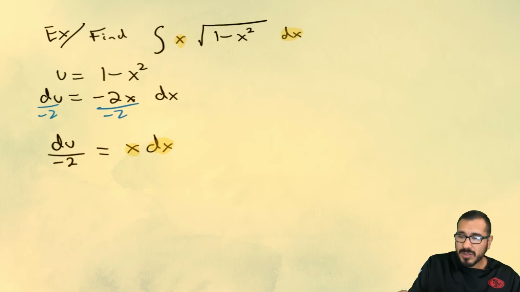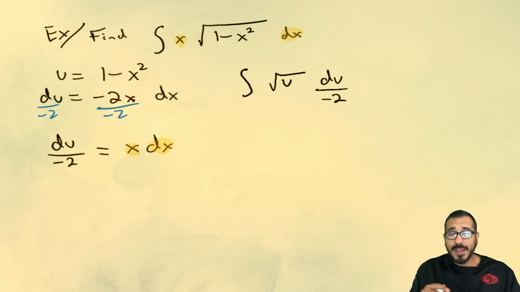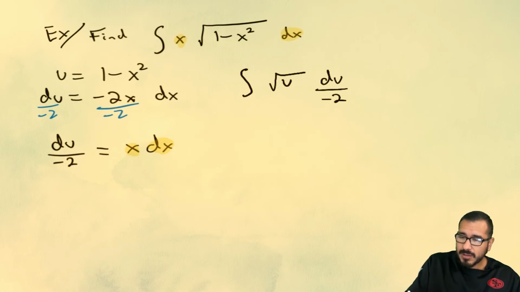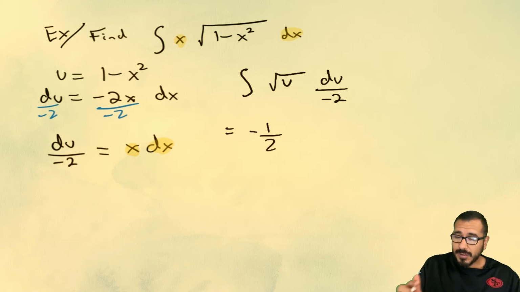After we do the u sub, we're left with the antiderivative of the square root of u, and then du over negative 2. That negative 2 is just a constant, a negative 1/2, because the negative 2 is in the bottom. So it's a constant, and let's move it out to the front. So this is really negative 1/2, brought out to the front, and we're left with the antiderivative.